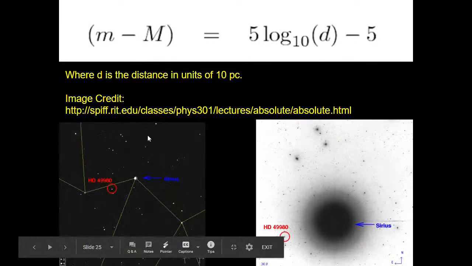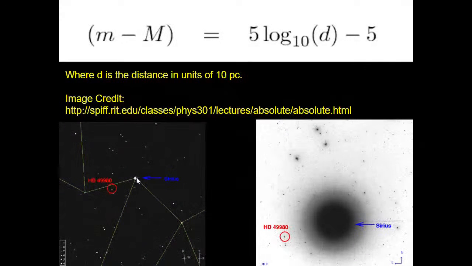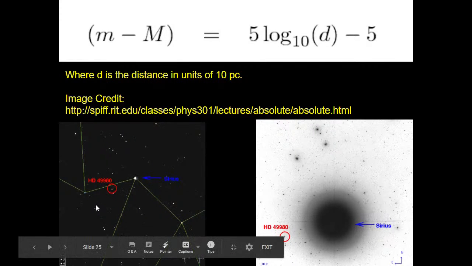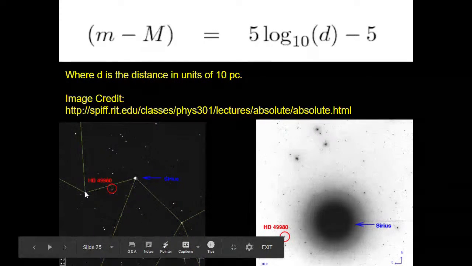Yeah, but let me come back to the question of apparent magnitude. Since Sirius A is the brightest star as seen with our naked eye, you will find that a very faint star is there, which is HD 49980.